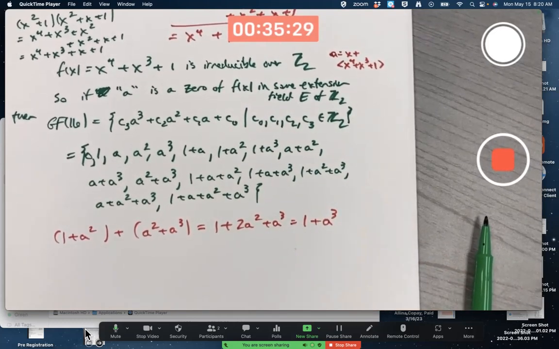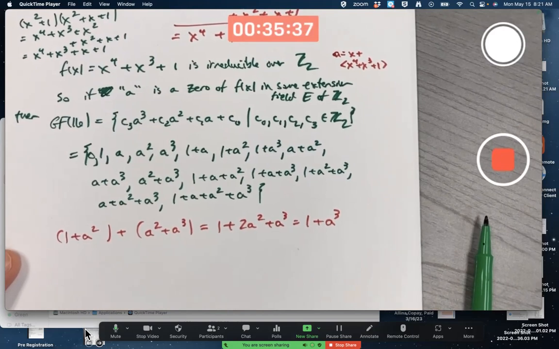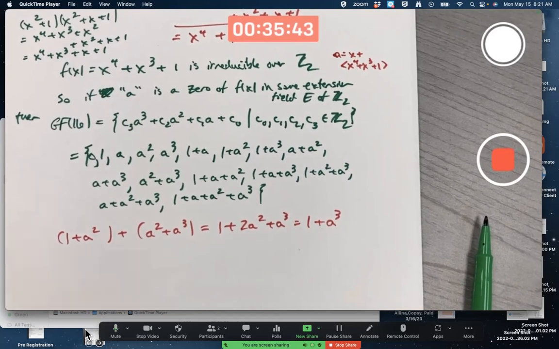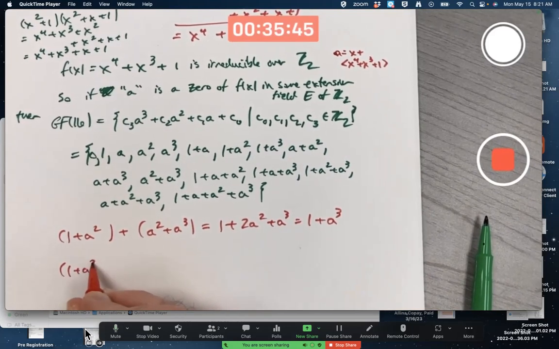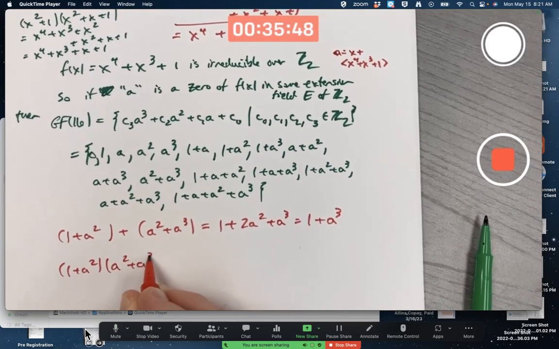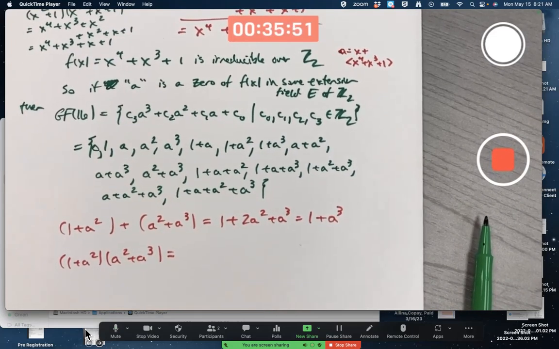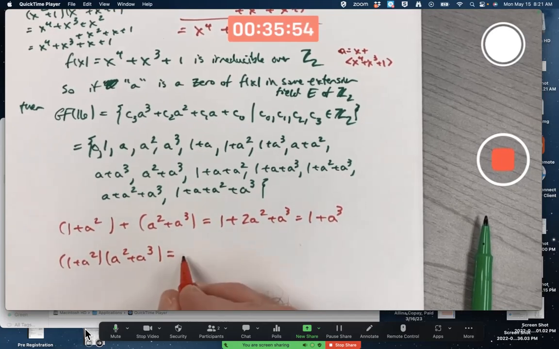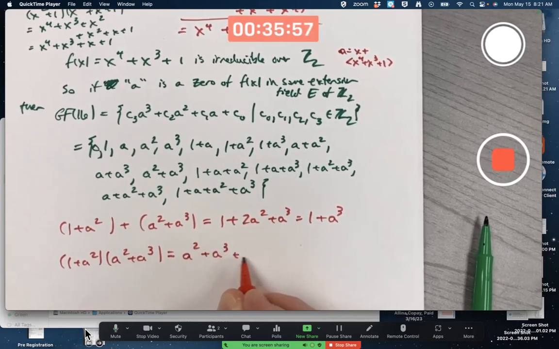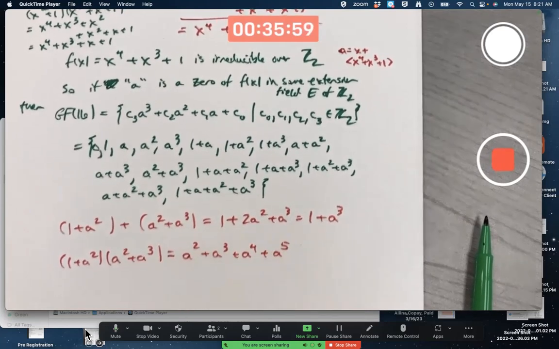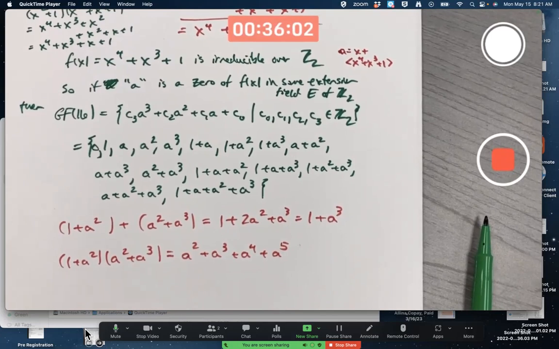This field does have characteristic 2 as a field extension of Z2. That's how you do addition there. But multiplication is not so clear. Go ahead and multiply these. I'll FOIL this out. A squared plus A cubed plus A to the 4th plus A to the 5th. Yes, that's true. That is the product, but which of these 16 elements is that?